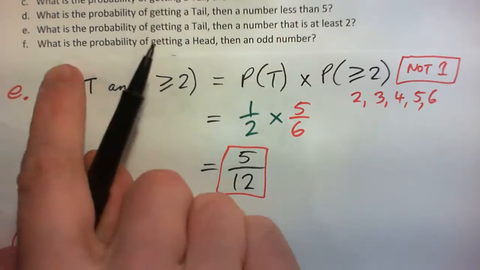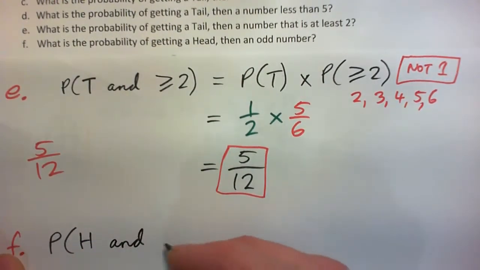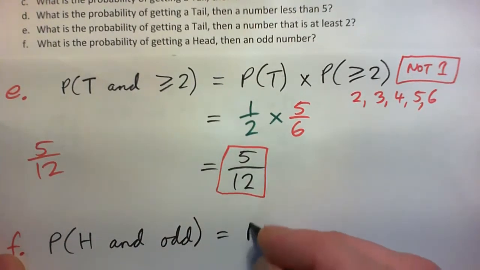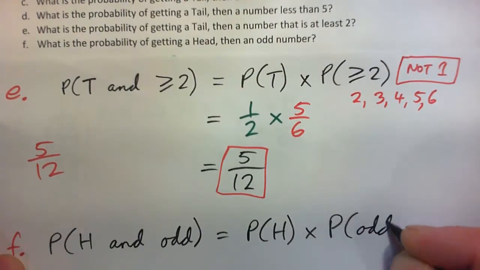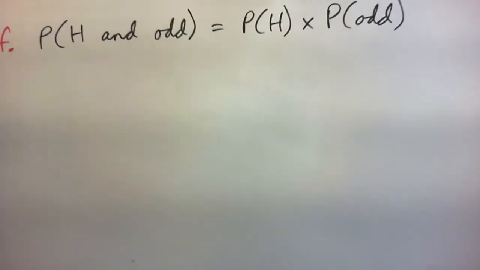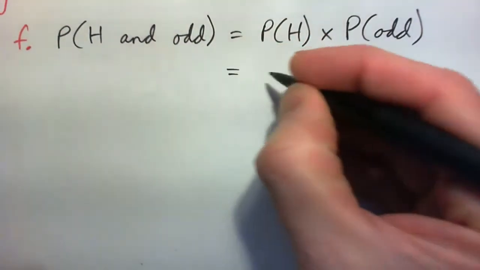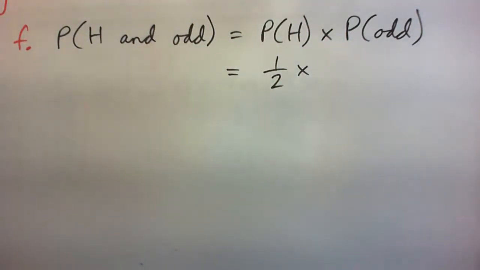But in any case, what is the probability of getting a head and an odd number? That's the probability of getting a head times the probability of getting an odd number. And we know the probability of getting a head is a half. Now, what's the probability of getting an odd number?